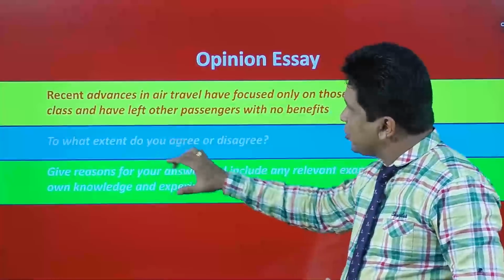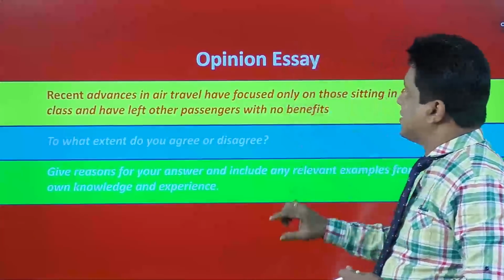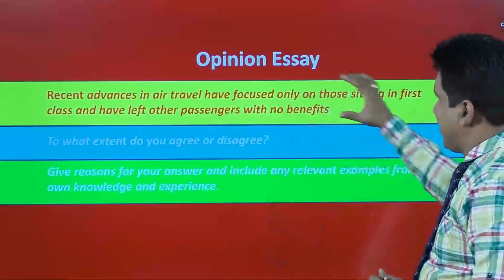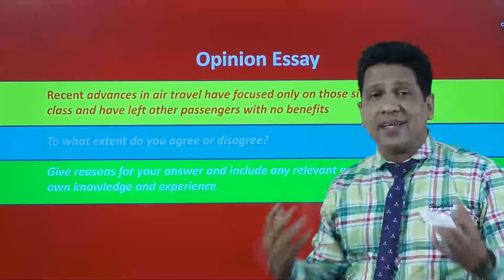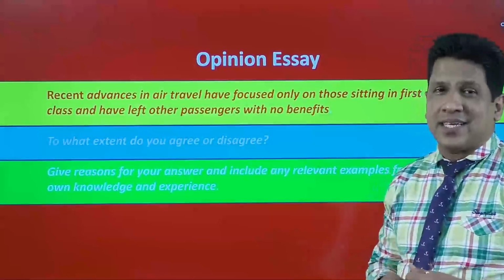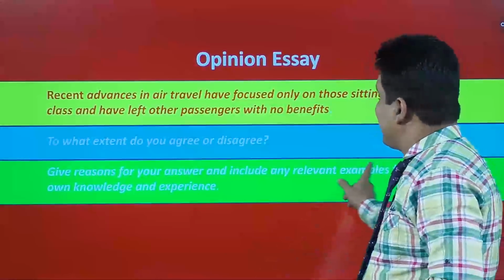Then how can you understand the essay type? Here there are 3 parts, no? Background, question, demand. Always the question part will help you to understand what the type is. Right, here you can see to what extent agree, disagree, or agree and disagree, advantage, disadvantage. This type of essay we identify as an opinion essay. Right, let's move to another one.